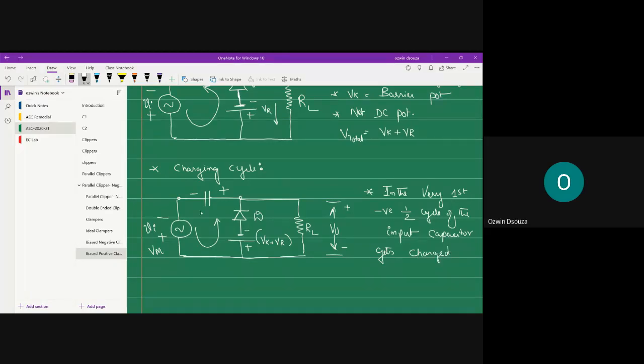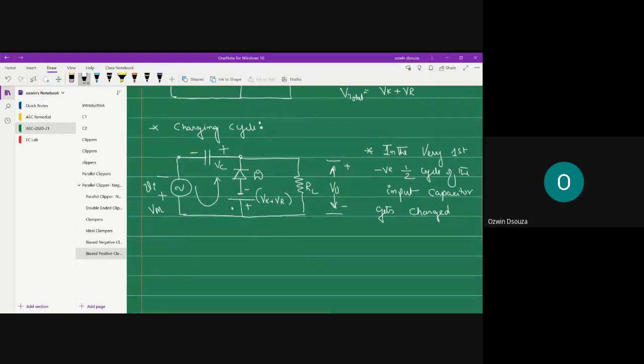Okay, so let's mention the polarity as Vc. Once the capacitor is charged, you can also observe that to charge the capacitor, D should be in on state, because it needs a closed path for the charging to take place. So what I'll do, I'll just close the diode terminals.